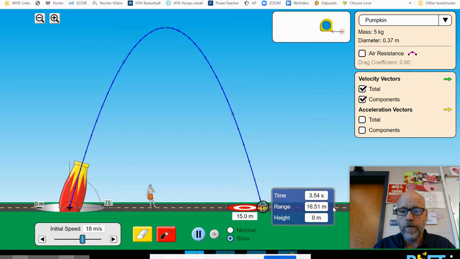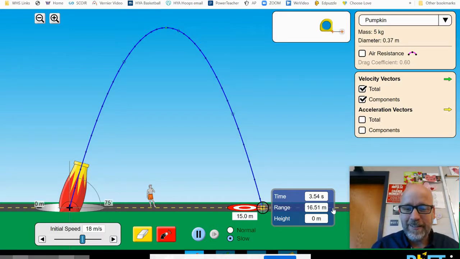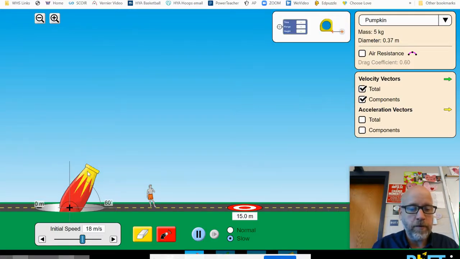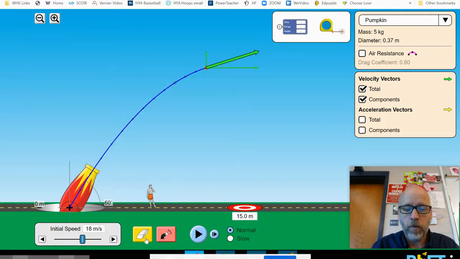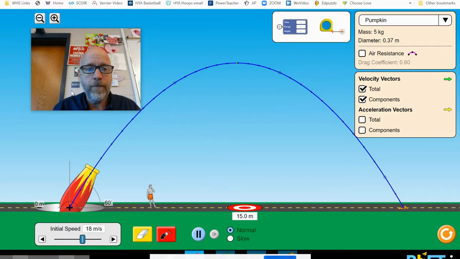Let's see. This says 16.51. Why is it slightly off? Because the angle is slightly different. But I think we can utilize this simulation to get to see what's going on with complementary angles. If I fire this off at 60, I'm going to go normal speed here. Oh, hit me right in the head.